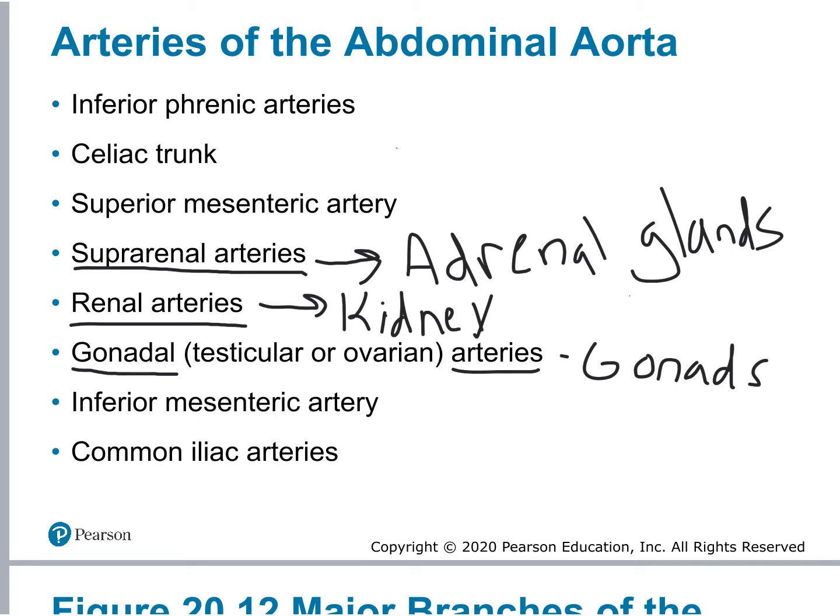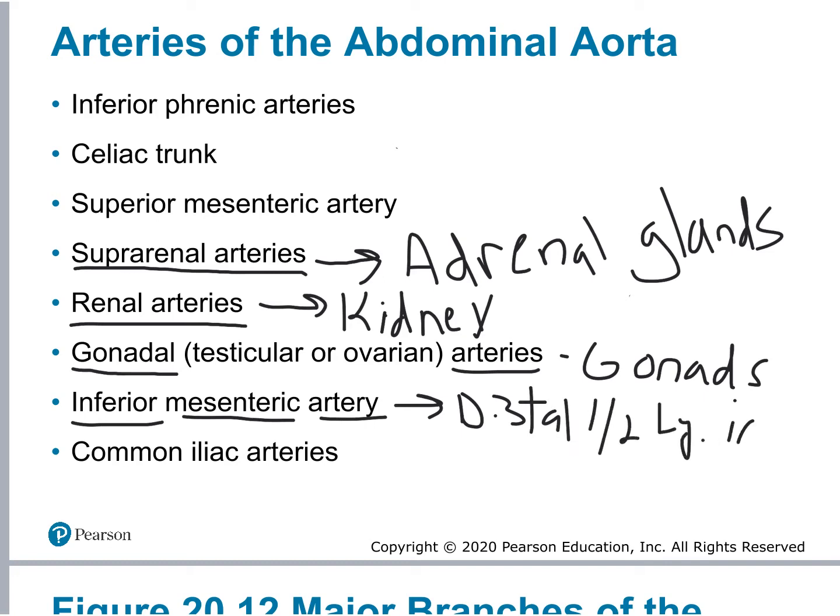All right, we already had the superior mesenteric artery. Now we have the inferior mesenteric artery. The inferior mesenteric artery is going to the distal half of the large intestine. The proximal half is getting oxygenated blood from the superior mesenteric artery. And then the abdominal aorta ends at the common iliac arteries.